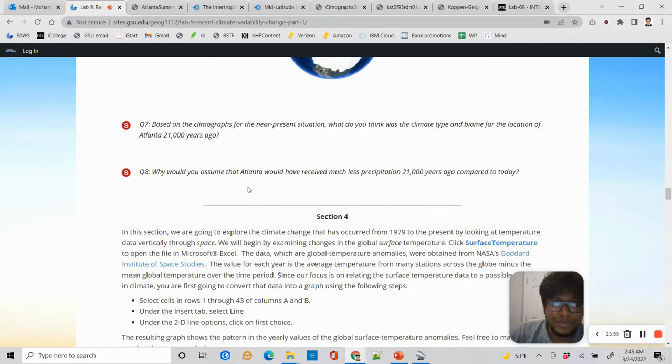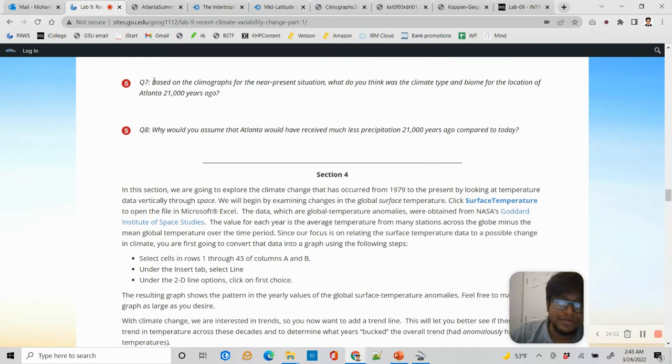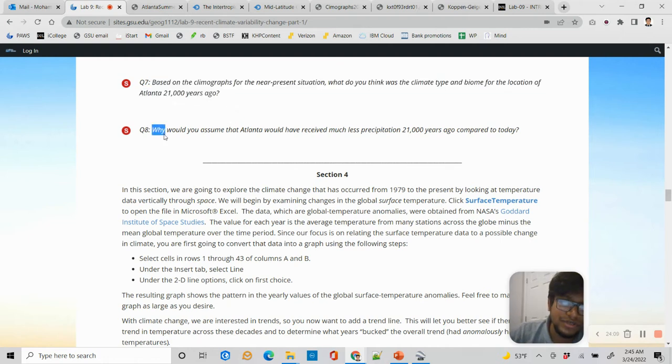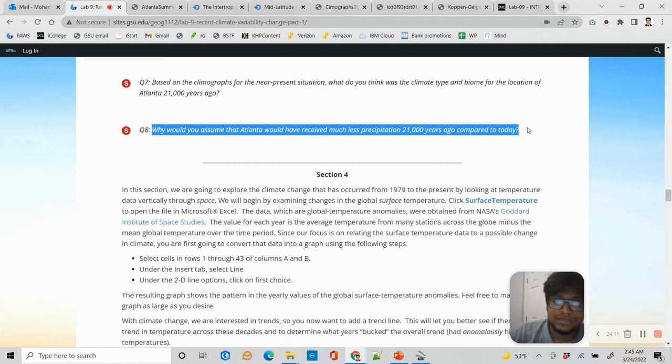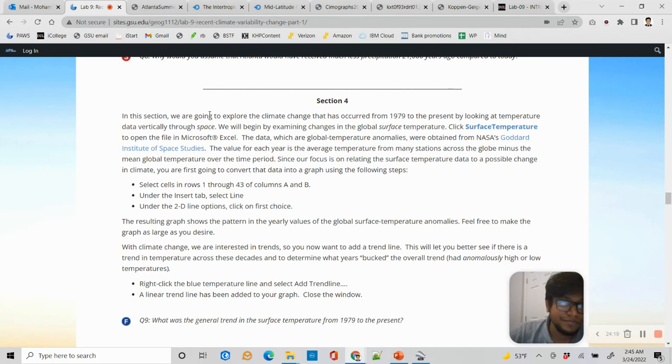So why would you assume that Atlanta would have received much less? Then just answer. If you research that, you will know what the reason for that was. And for 21,000 years ago, questions 7 and 8 really are on the same discussion.